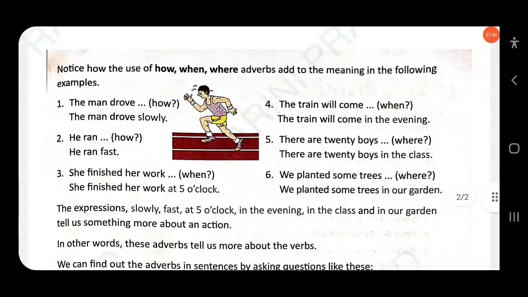So here, notice how the use of how, when, where adverbs add to the meaning in the following examples. The man drove slowly. How? Slowly. That means to get the answer of adverb, you need to ask the question how to the verb. Here slowly is adverb of manner. The runner ran fast. How? Fast. Here fast is adverb of manner. It tells about how the action is done.